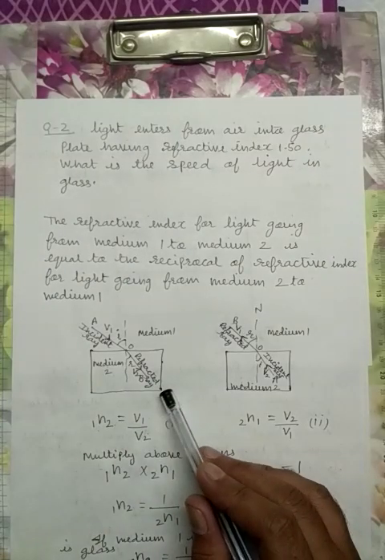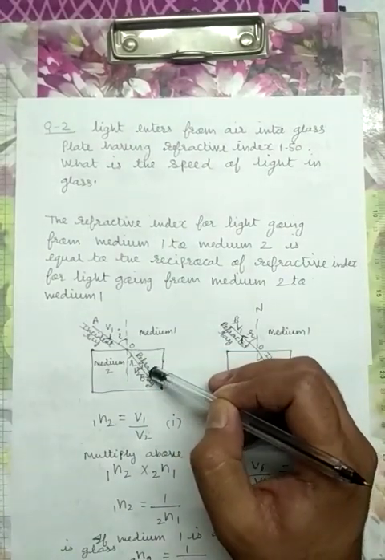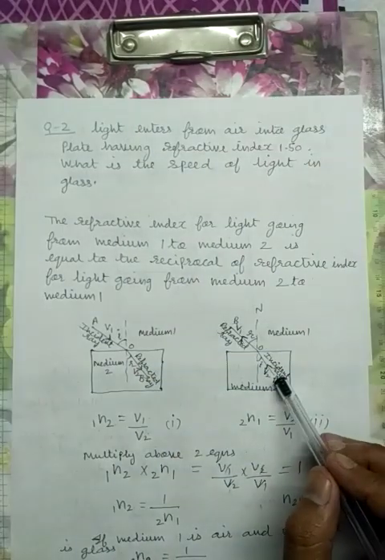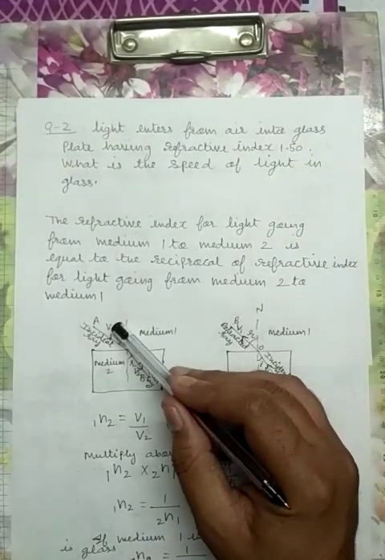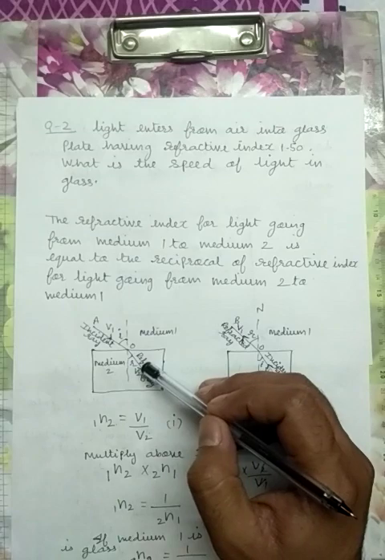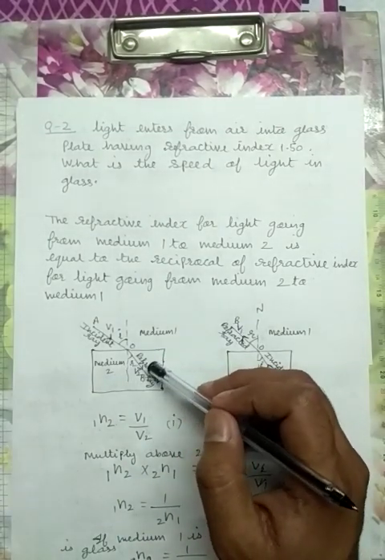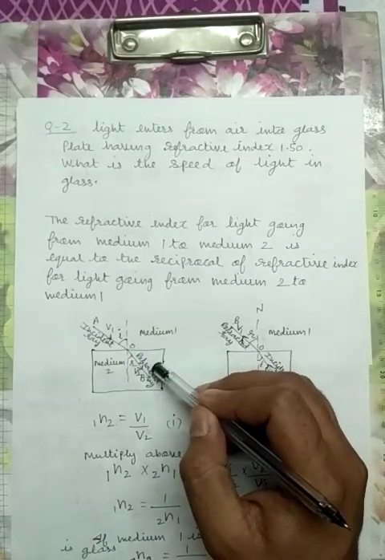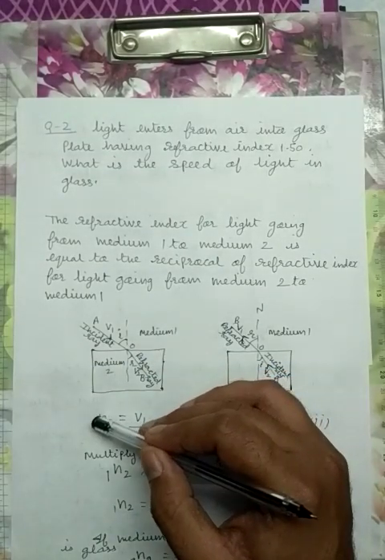So here we have a situation. In the first diagram, light is coming from medium 1 to medium 2. In the second case, light is going from medium 2 to medium 1. So in medium 1, speed of light is v1. In medium 2, speed of light is v2. This is medium 1, this is medium 2, this is the incident ray, this is the refracted ray. तो बाद में किस मीडियम में आ रही है, मीडियम 2 में. सो रिफ्रैक्टिव इंडेक्स ऑफ मीडियम 2 किससे होते हुए है, मीडियम 1.